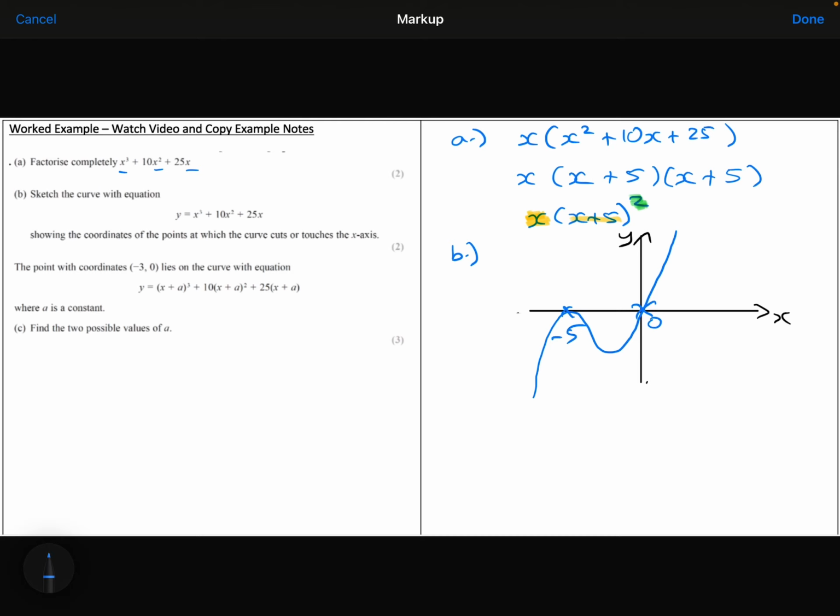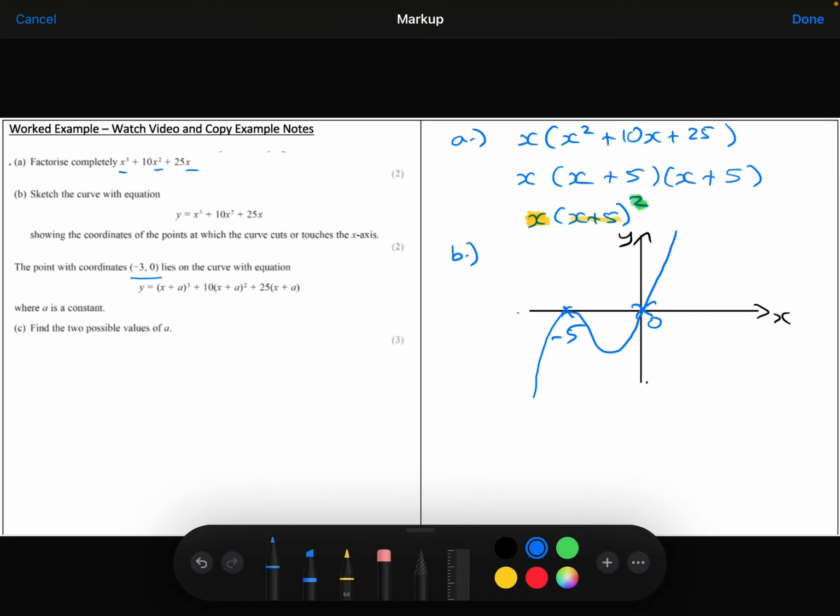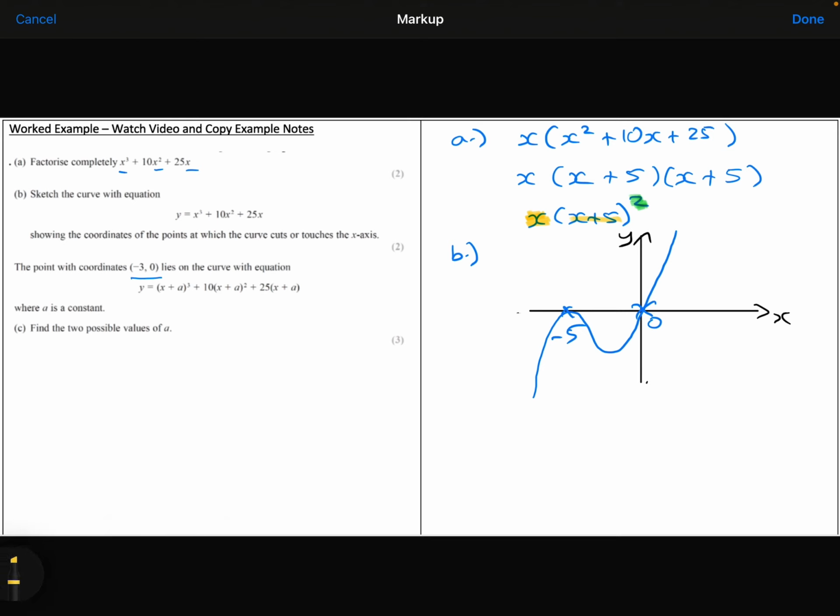Next, the point with the coordinates minus 3, 0 lies on the curve with the equation given, where a is a constant. I need to find two possible values of a. Well, given that this is part C of the question, it must have something to do with the previous parts.